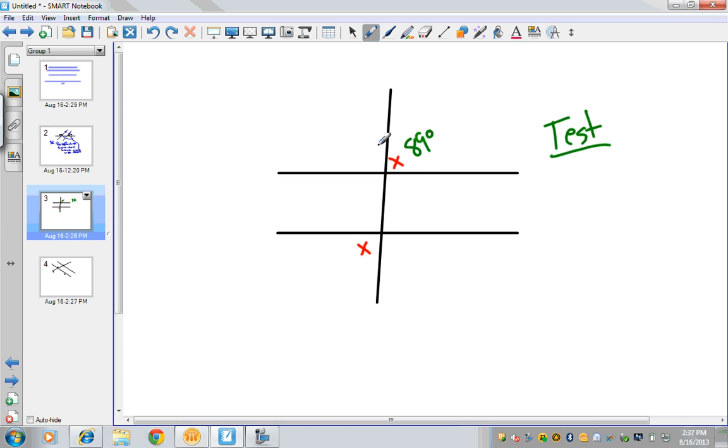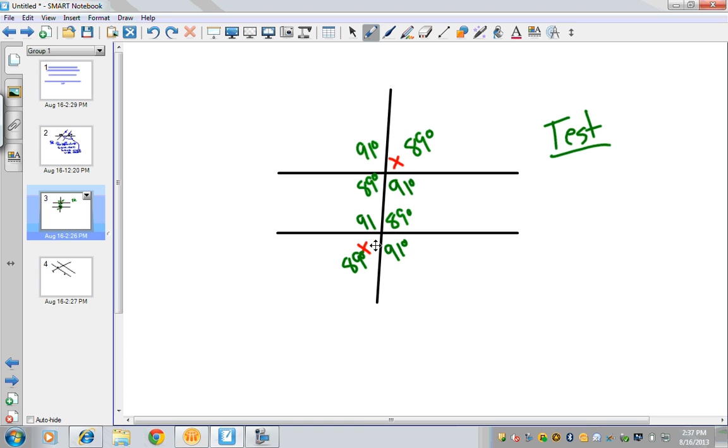So if this is 89 degrees, this will be 91 because these two angles are supplementary. Now, if I once again apply the vertical angle theorem, it would be 91. And then remember that this down here is a carbon copy. Let's see, that's 89 degrees. This is 91. This would be 91 degrees. And lastly, this is 89.